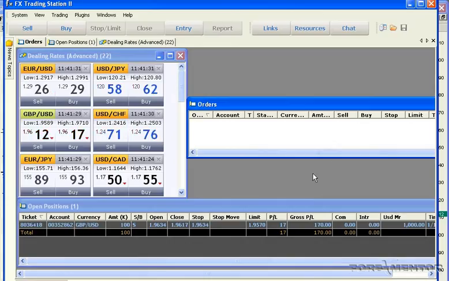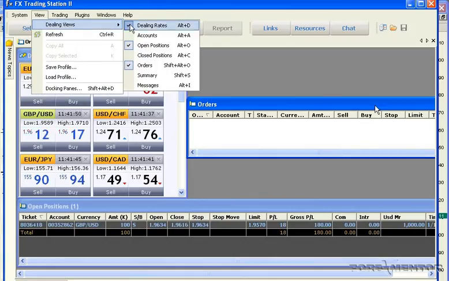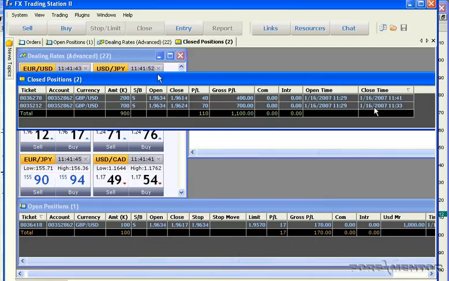Yeah, because we peeled off the 2 lots, the 200K, for another 20 pip profit. So far, pretty nice. Very, very nice reaction off of a really strong point of resistance. Let's have a look at what's happened with our position today. Let's go have a look at our closed positions.